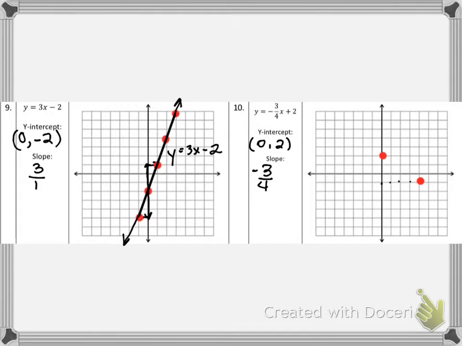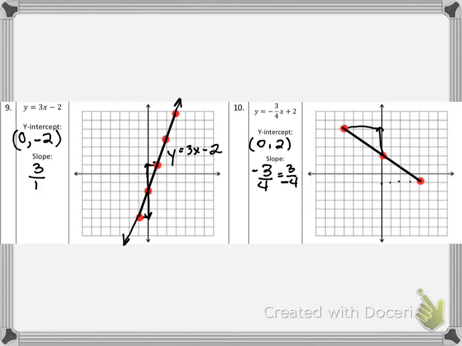Let's see if we can have another point on the other side of the y-intercept. So remember, negative 3 over 4 is the same as positive 3 over negative 4. So what I could do instead of going down and to the right is I could go up 3 units and to the left 4 units. And that will give me another point.